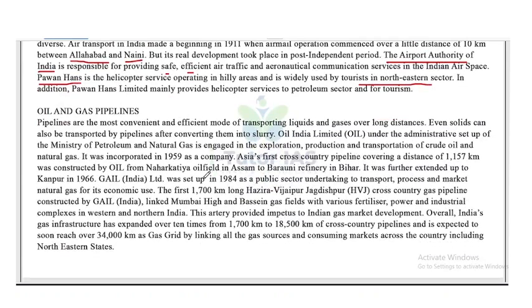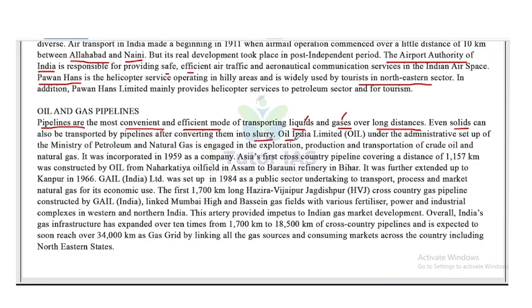Next one is oil and gas pipelines. Pipelines are the most convenient and efficient mode of transporting liquids and gases over long distances. Even solids can be transported by pipelines after converting them into slurry.